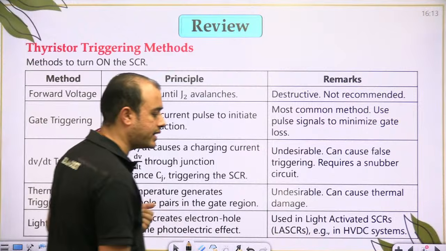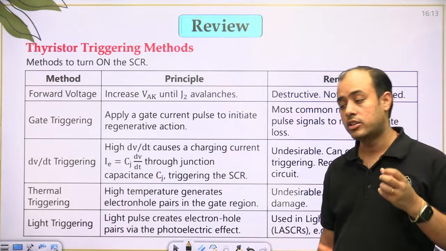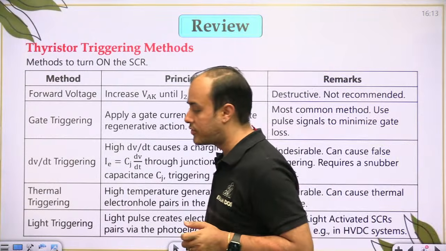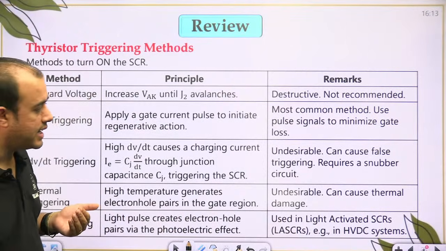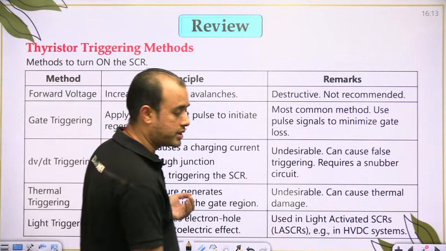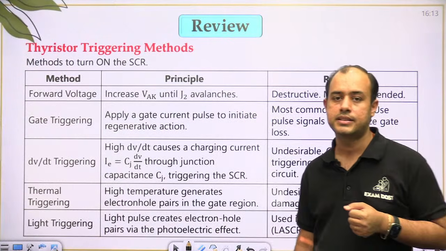dV/dt triggering: if the rate of change of anode to cathode voltage is high, it causes a high charging current of the capacitor. If it is more than the latching current, the SCR will turn on. This is undesirable, and to protect against this, we use the RC snubber circuit.